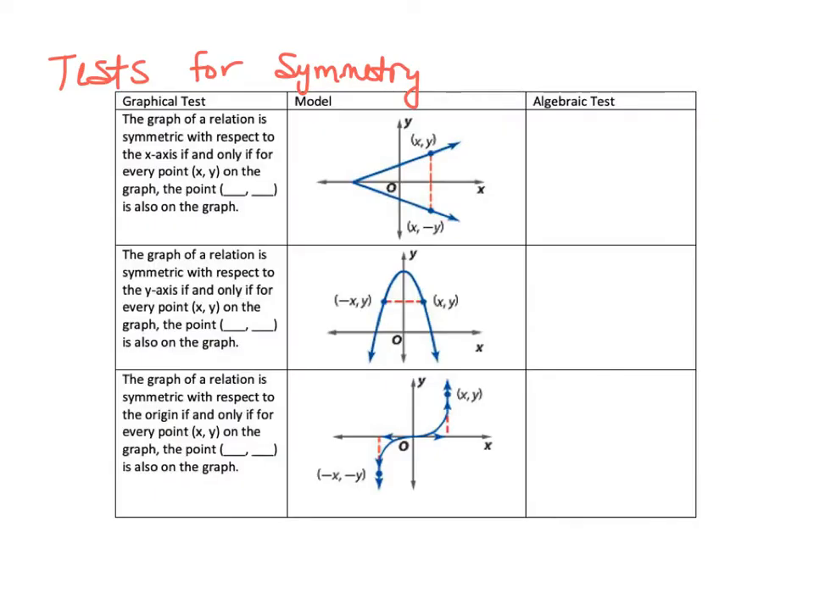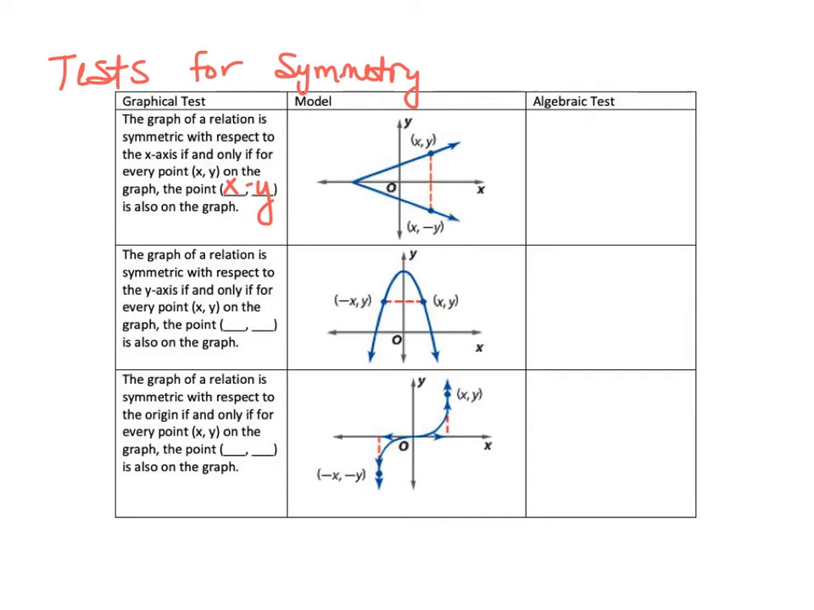Here are the three most common types of symmetry that you will encounter in relations and functions. The first type is symmetry along the x-axis. The graph of a relation is symmetric with respect to the x-axis if and only if for every point (x, y) on the graph, we have it flipped across the x-axis, so your y is the opposite sign. So you would have (x, -y) also on the graph.